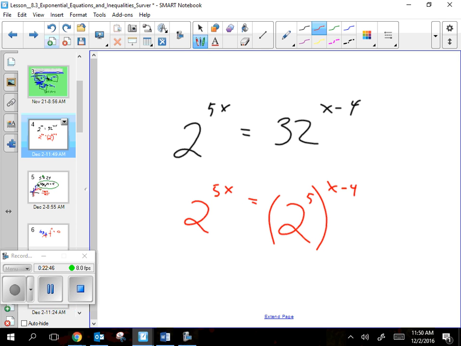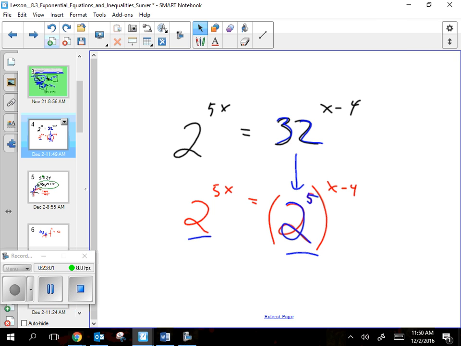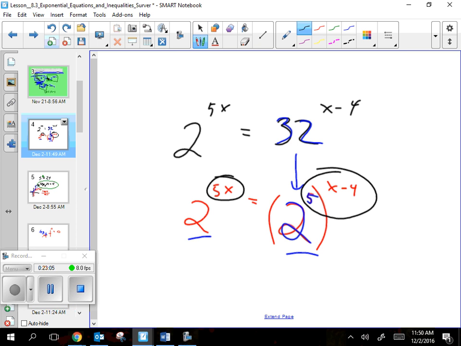I replaced the 32 with a 2 to the 5th. That's all I really did, right there. This 32 became this 2 to the 5th. And now that the bases are the same, this has to equal that. Notice it's not 5x minus 4, it'd be 5x minus 20. 5x equals 5x minus 20, or 5 times the quantity x minus 4.